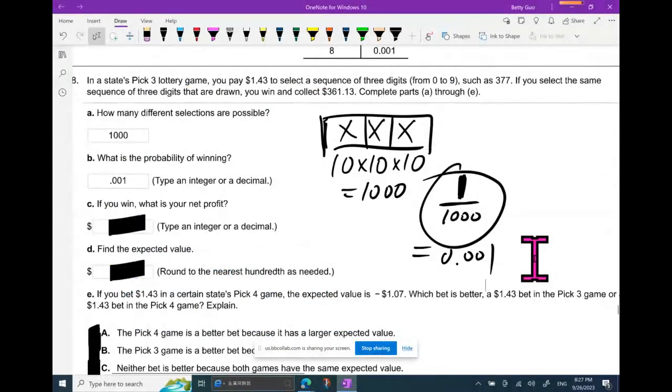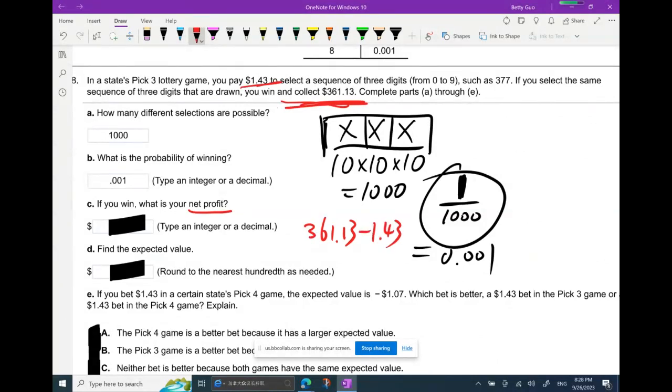And part C, if you win, what is your net profit? You know, profit is a profit. Net profit means profit, okay? So it emphasizes net profit means it's not your revenue. Because you have to remove your cost from the revenue to get your profit. So if you win, you're gonna collect $361.30, right? But you paid $1.43. That's your cost. So this is your revenue. This is your cost. The difference is gonna be your profit.